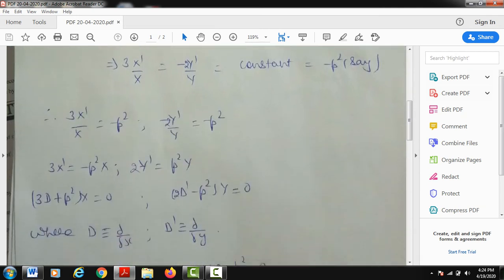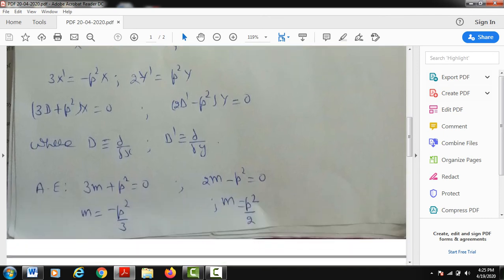Now I will separate the variables. I will equate the terms with the constant term, that is 3X'/X = -p², and -2Y'/Y = -p². So this is 3X' = -p²X, and then minus minus will get cancelled in this equation, I am left with 2Y' = p²Y. Okay. So taking X common, this will be (3D + p²)X = 0, where D is the partial differential operator with respect to x, and here it is (2D' - p²)Y = 0, where D' is the partial differential operator with respect to y.